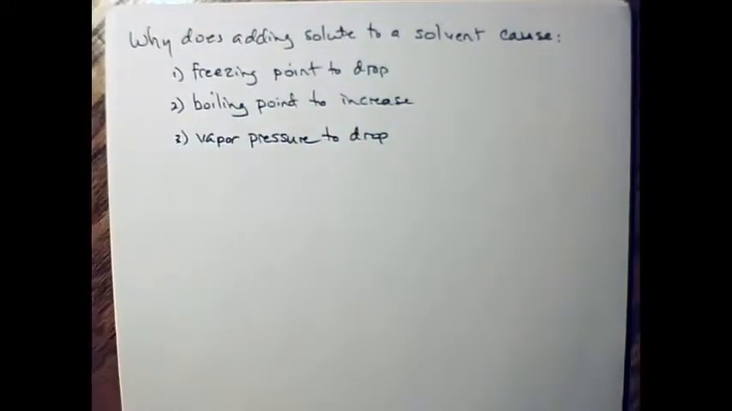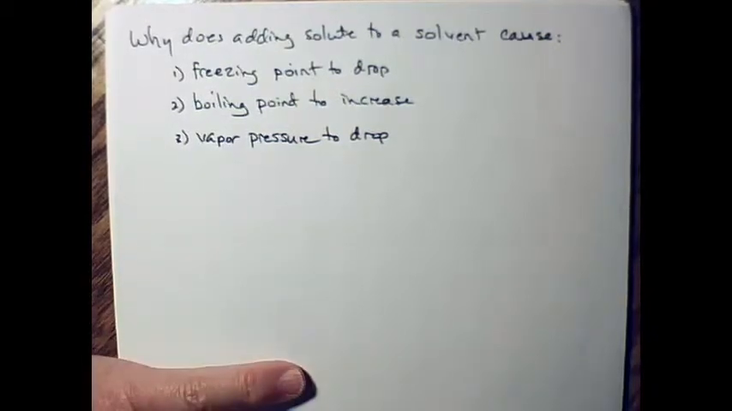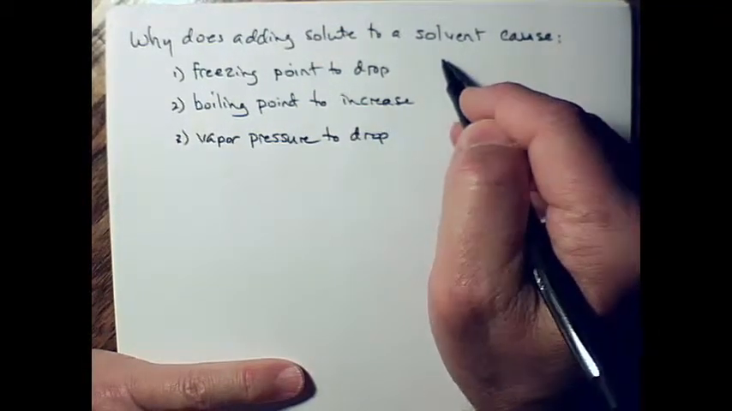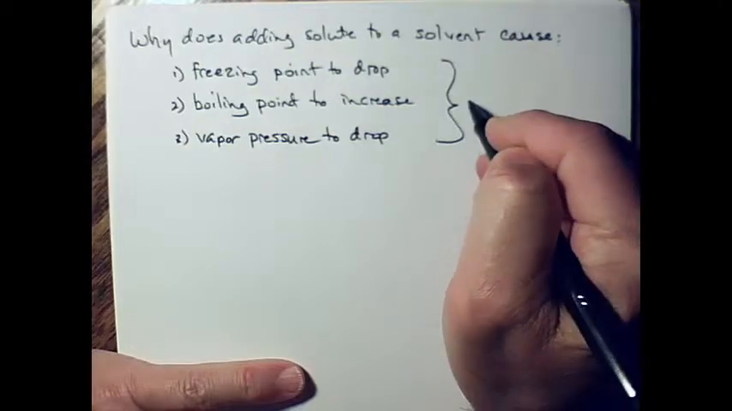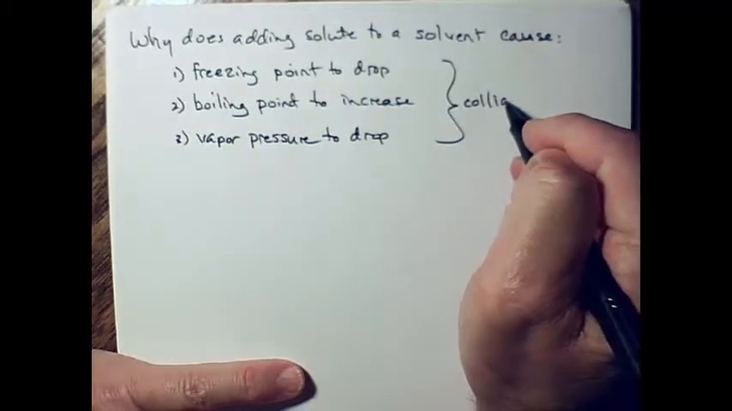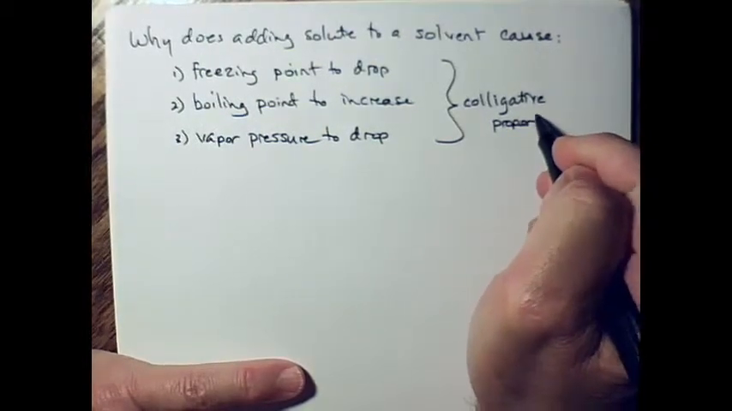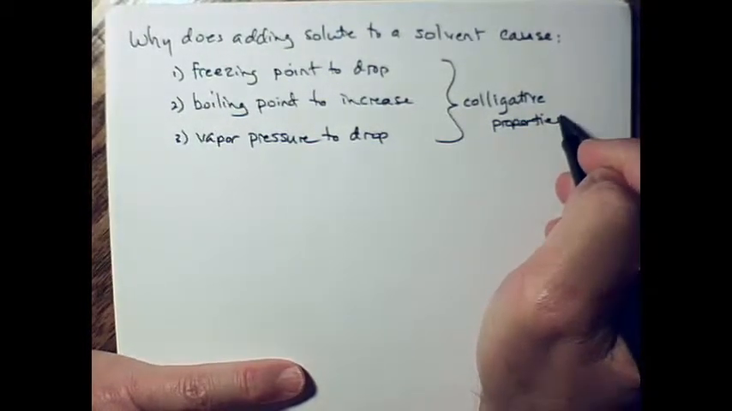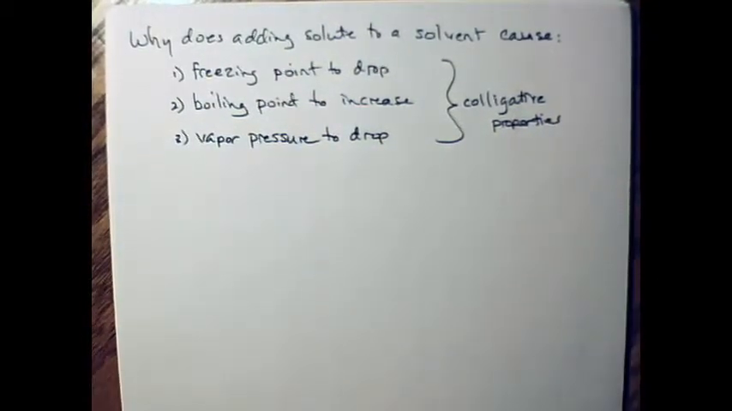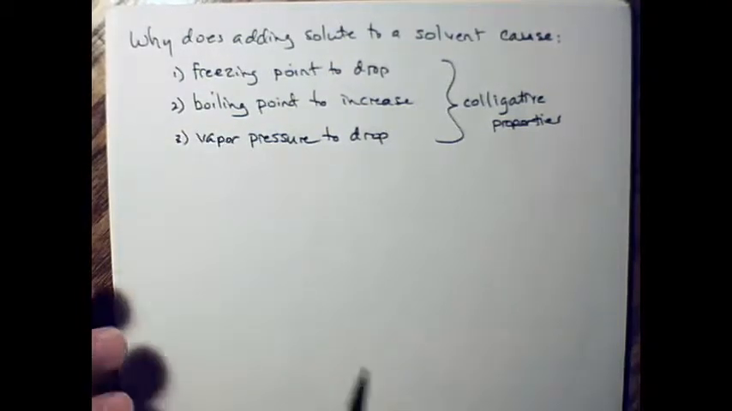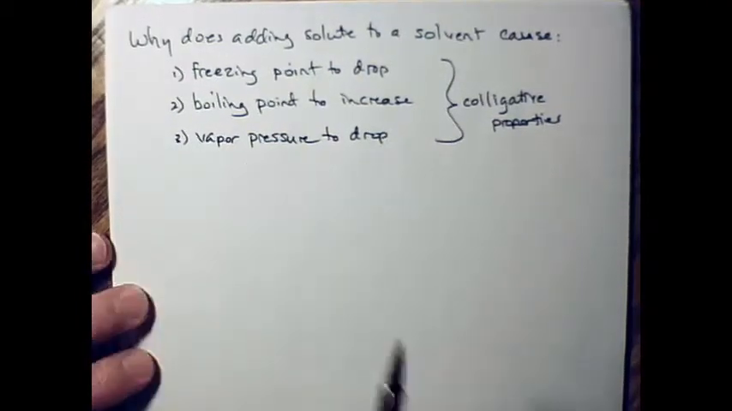But they're all what are called colligative properties. All of these are what are called colligative properties. These are some of, not all, some of the colligative properties. All right. So this is where we're going to talk about the theory now.